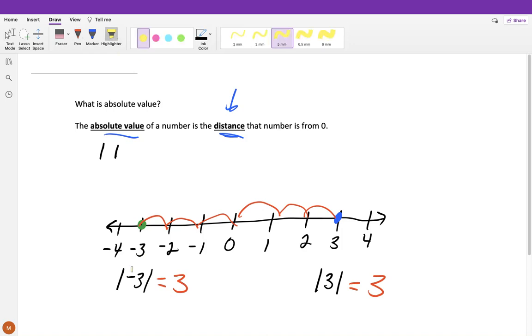You have to understand that a negative 3 and a positive 3, the absolute value of it is both 3, because they're both the same distance away from 0. So even though it's a negative 3, and since the absolute value is dealing with distance, we get a positive 3 as our answer. And a positive 3 is a positive 3 as our answer when taking the absolute value as well, because it is the distance from 0.